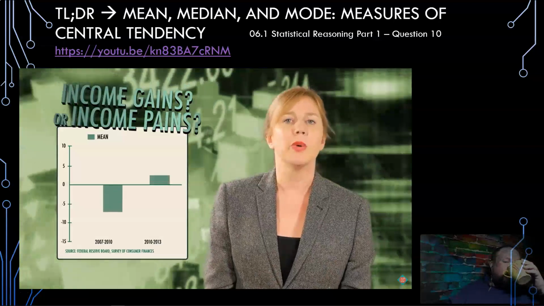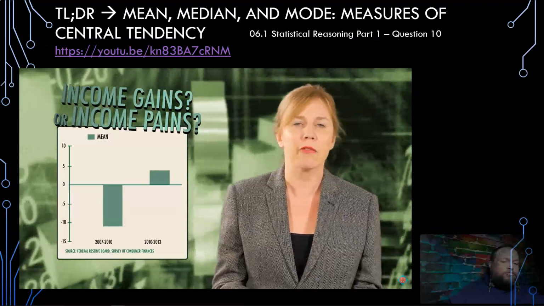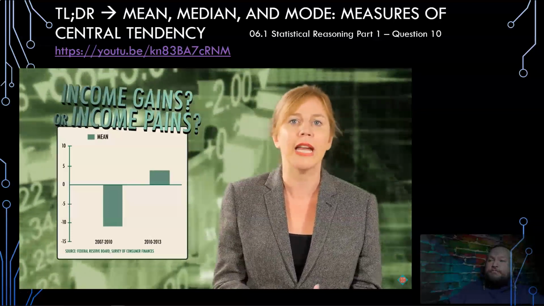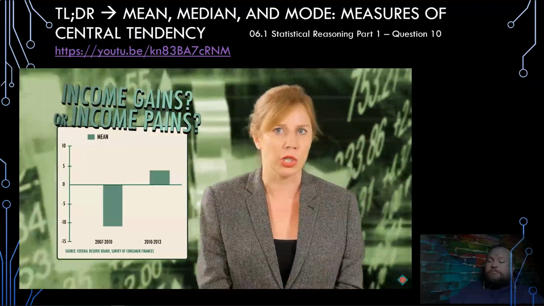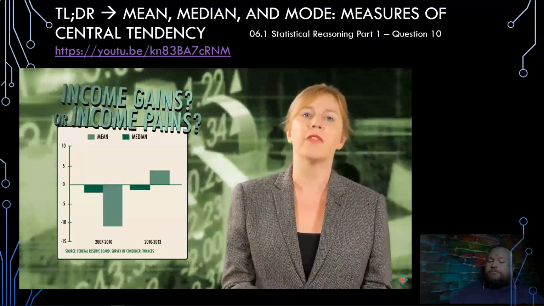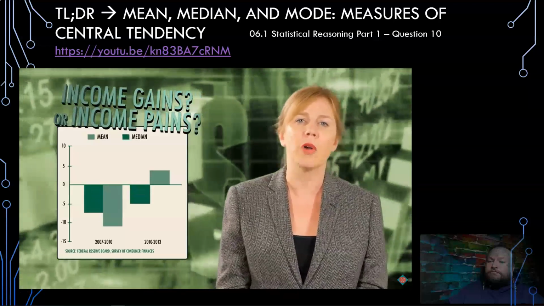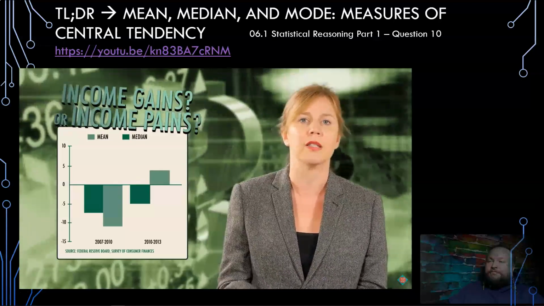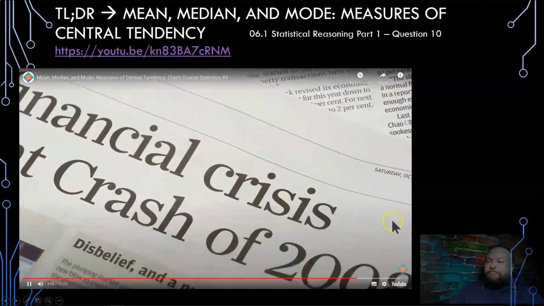The average income of a U.S. family grew 4% between 2010 and 2013. Those average paychecks expanded from $84,000 to over $87,000. But not everyone is cheering. The median income fell 5% during those same years. Median family income dropped from $49,000 to just over $46,500. This really happened back in the years after the financial crisis.